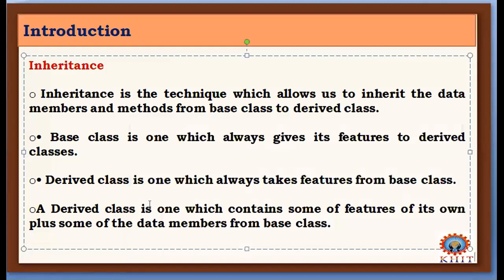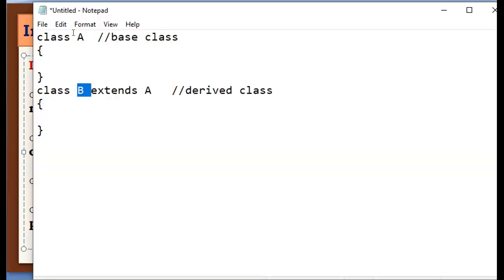Next, the derived class is one which contains some of the features of its own plus some of the data members from the base class. So it's not that the derived class only gets the properties and nothing more; the derived class also has some properties of its own.